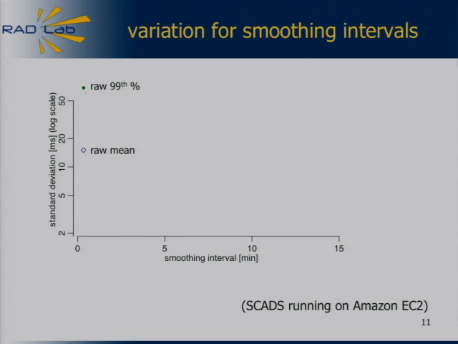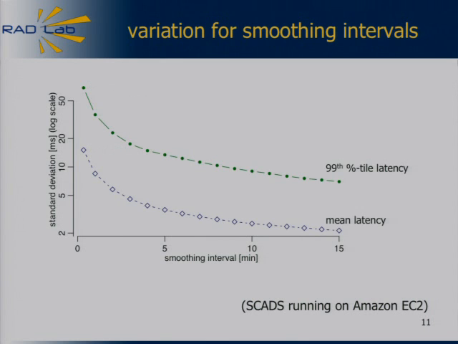If you look at some real data, this is SCADS running on EC2, and we're just going to see the variance between observations of the 99th percentile over longer and longer smoothing intervals. Here we see the raw data of both the 99th percentile and the raw mean observation. And you can see that the variance of the 99th percentile is much higher. And naturally, if we smooth both over time, they both have lower variance, but the 99th percentile is still so much higher than the mean. And if we want to get the same variance in the 99th versus the mean, we have to smooth for about 11 times longer. So this just shows you why the upper percentile is much more difficult to work with.